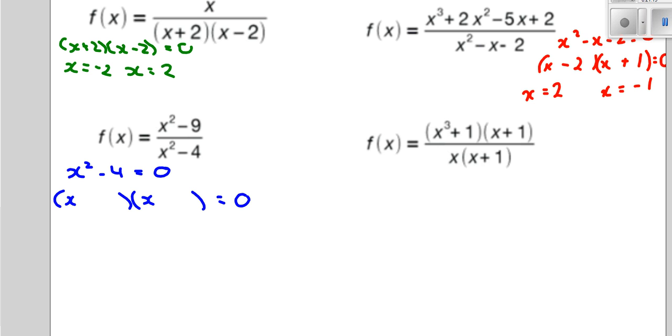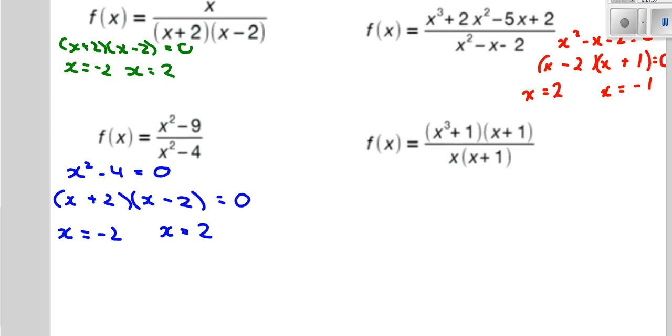Do you remember this kind of quadratic? It's a difference of squares. So remember what goes into the brackets. The square root of x squared is x, and the square root of 4 is 2. Plus and minus 2 means you've got 2x minus 2x, which is why the x term is gone. So our two asymptotes will be negative 2 and 2. Because they're quadratics, we get two vertical asymptotes.